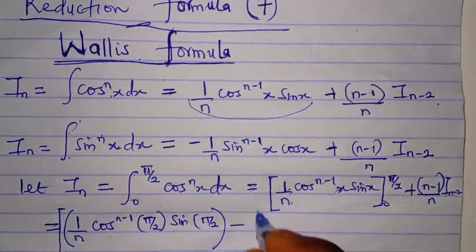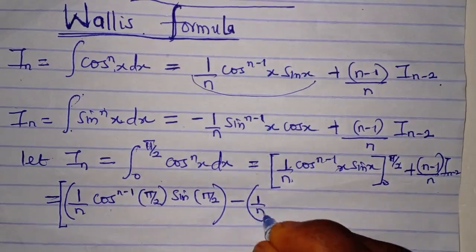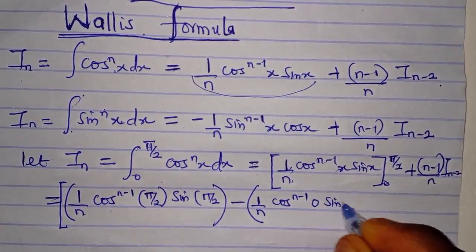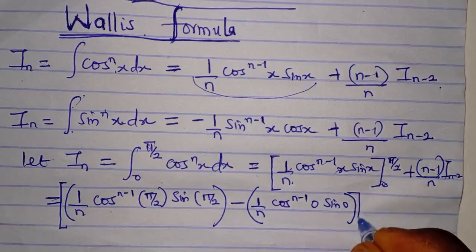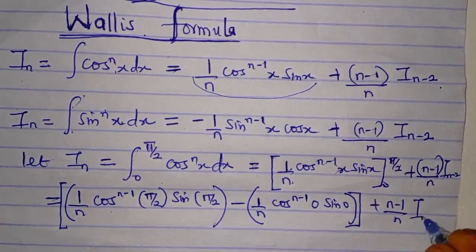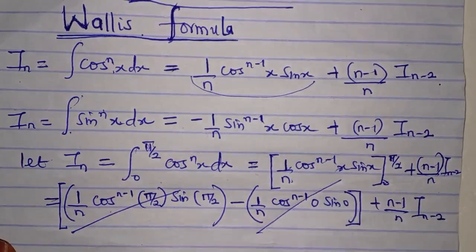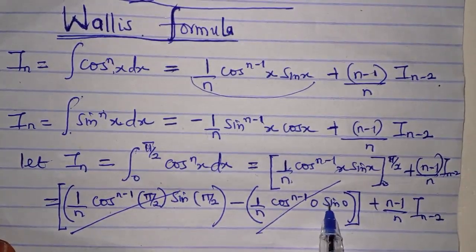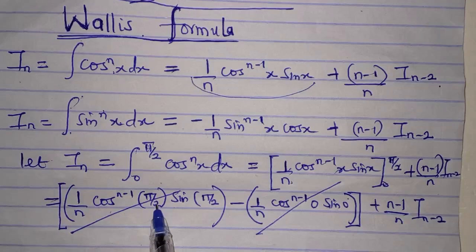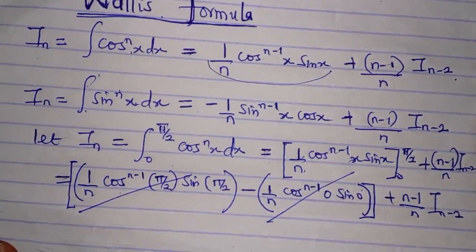Then we subtract, plug in the lower limit now. So we have 1 over n cos^(n-1) of 0 sine 0 plus (n minus 1) over n into I sub n minus 2. Everything here will give us 0. Everything here will give us 0. Sine 0 is 0. Cos 90 degrees is 0. Everything becomes 0.